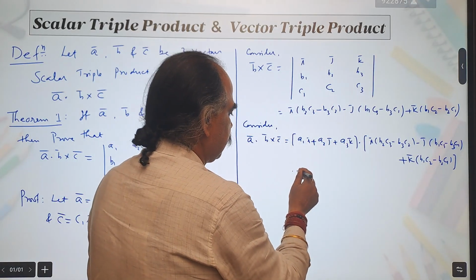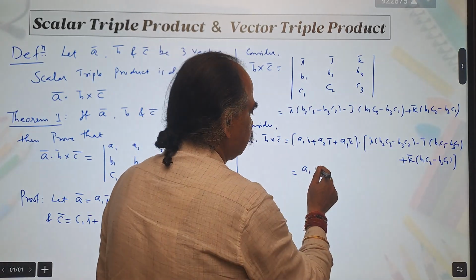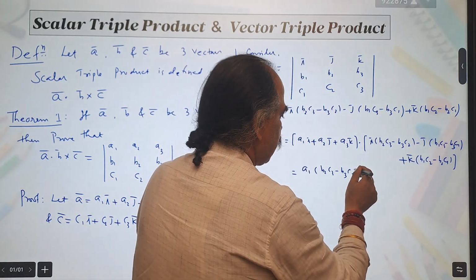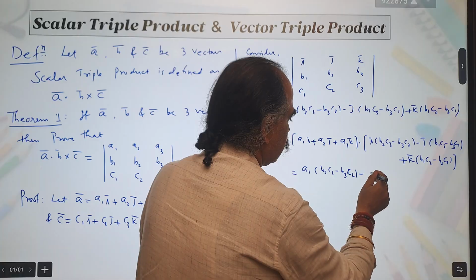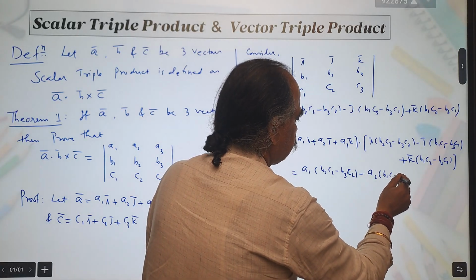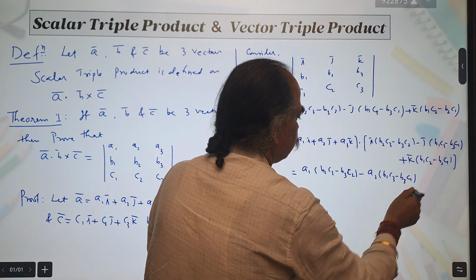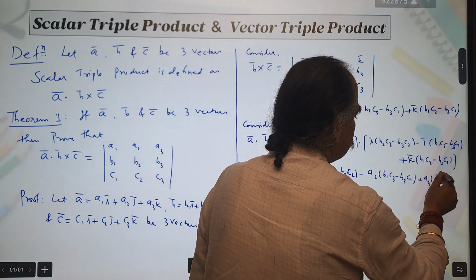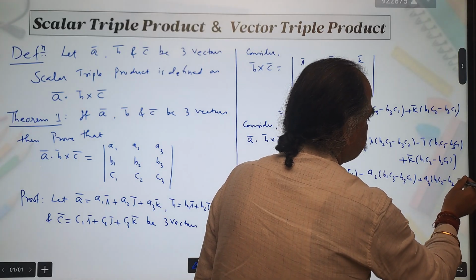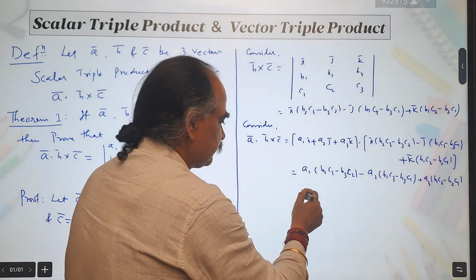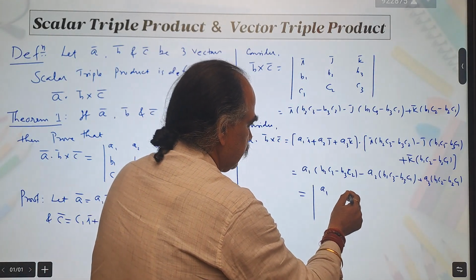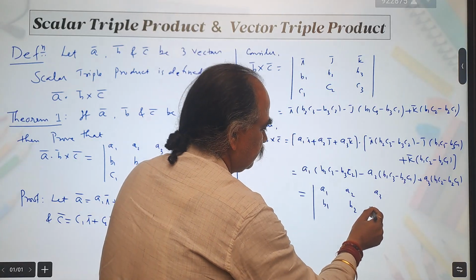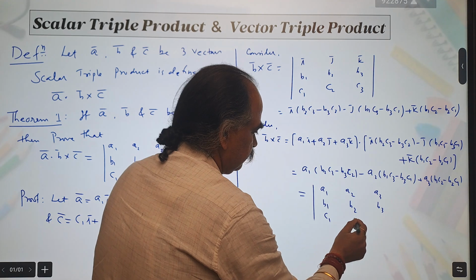So I component will get multiplied to I component. So A1 into B2C3 minus B3C2, minus A2 into B1C3 minus B3C1, plus A3 into B1C2 minus B2C1, and this is nothing but determinant A1, A2, A3, B1, B2, B3, C1, C2, C3.